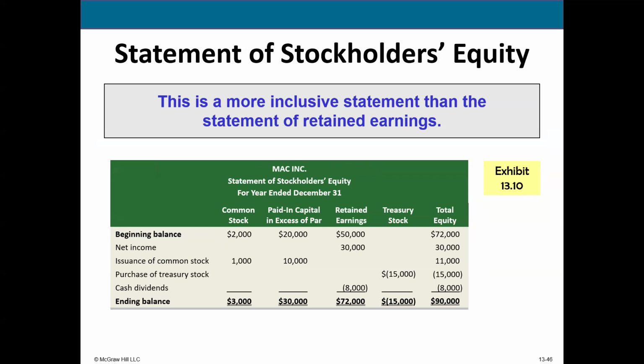Beginning balance plus the net income, plus or minus the issuance of stock, minus any treasury stock purchases, minus any dividends, equals ending balance for a statement of stockholders' equity. Again, just kind of shows you the changes of ownership with respect to stock. That's what we call the statement of stockholders' equity.